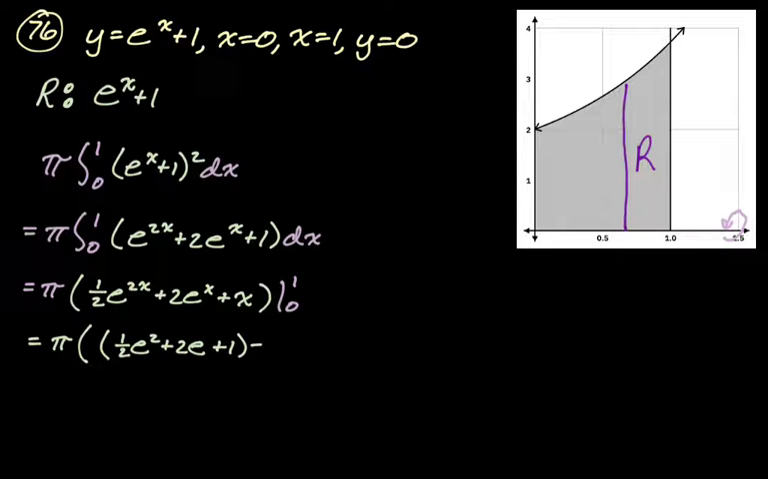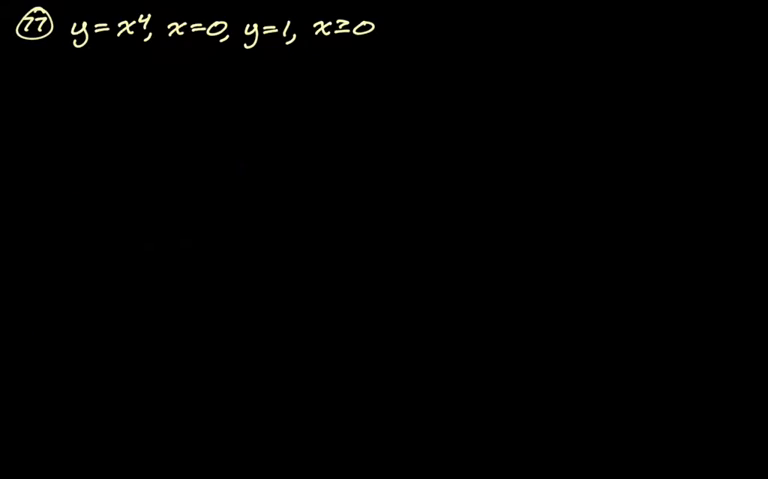Minus, when you plug in 0, you get 1/2, e to the 0 is 1, plus 2, e to the 0 is 1, and then plug in 0 to x, you get 0. So we have this. Now we just need to combine everything. So we have pi times 1/2 e squared plus 2e, and then you have 1 minus 2 is -1, minus 1/2 is -3/2. That was like hard math. I don't know why. All right, let's take a look at the next one.